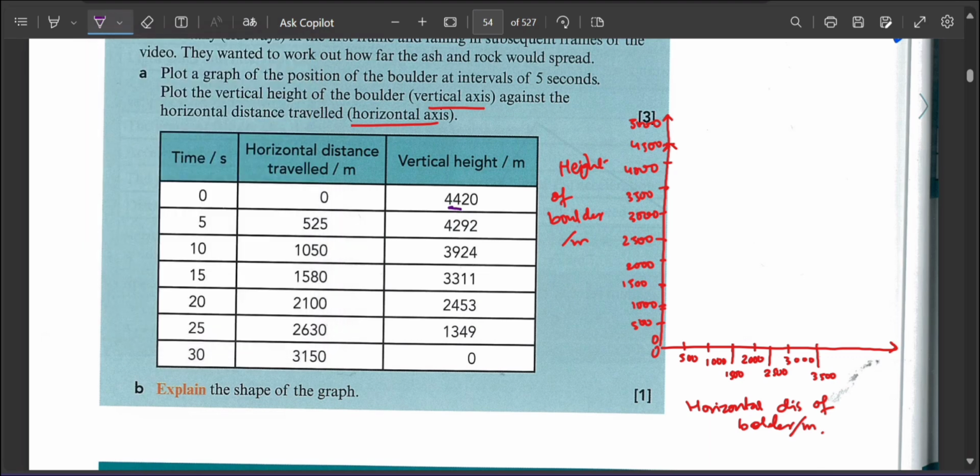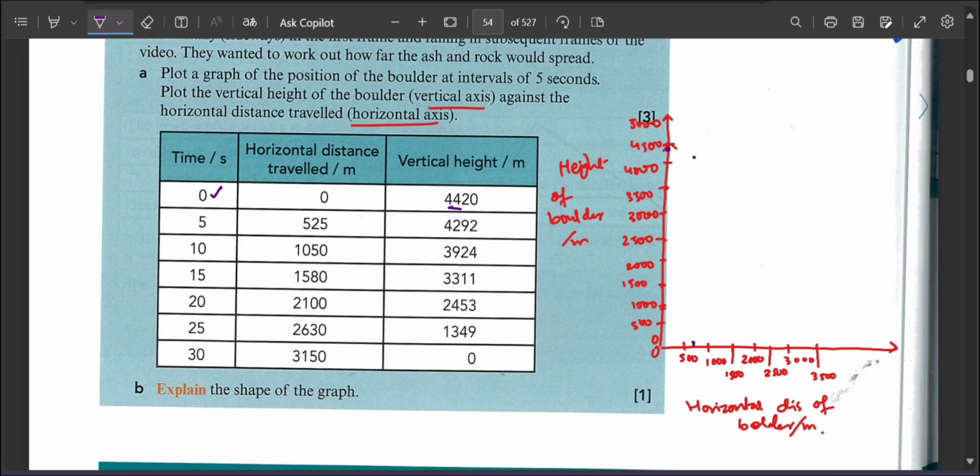After that we have done this. At the next time we have 525 meters. 525 meters, somewhere it's going to be around here at this position, somewhere over here. And then we will have the vertical height 4292, so that's going to be somewhere over here. So it's going to be like this.